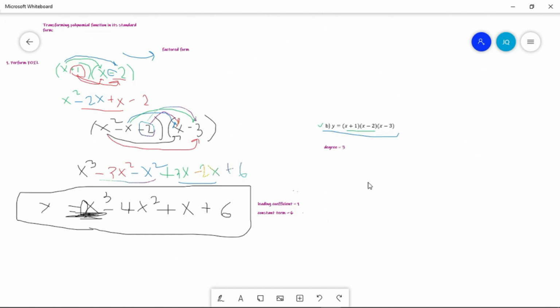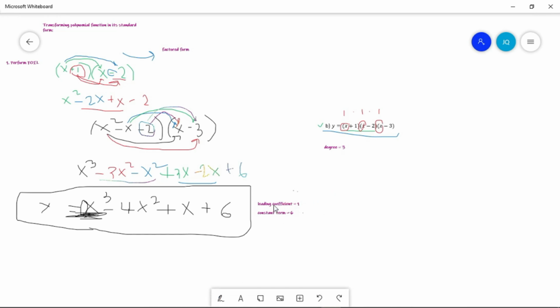Next, for the leading coefficient, we are going to look for the coefficient of x. So here, what's the coefficient? 1. Here, what's the coefficient? 1. Here, what's the coefficient? 1. Then we are going to multiply them. So 1 times 1 is 1, 1 times 1 is 1. Therefore, our leading coefficient is equals to 1.